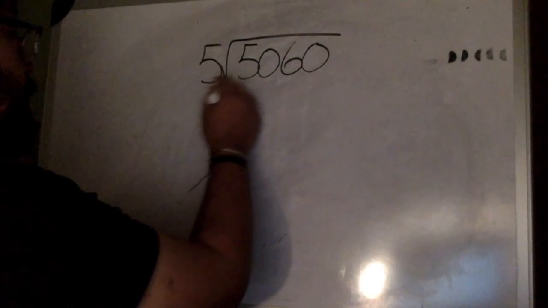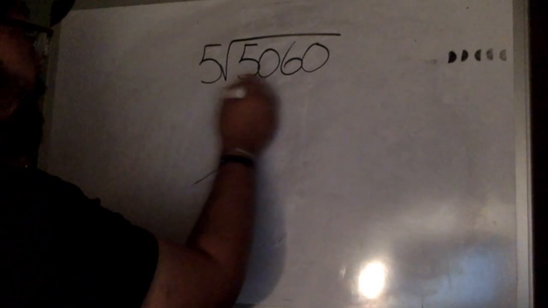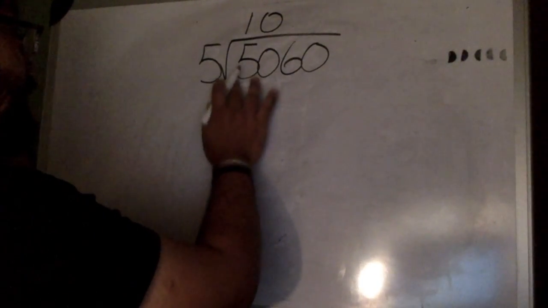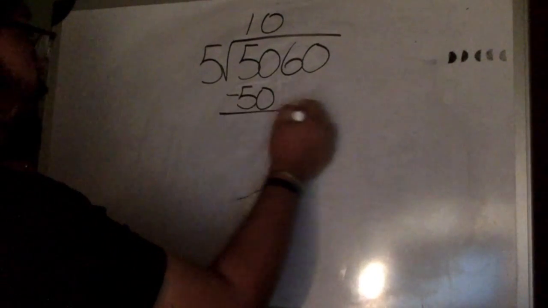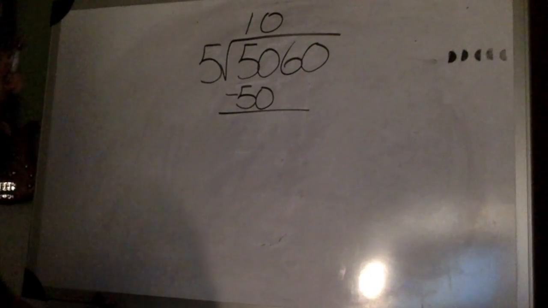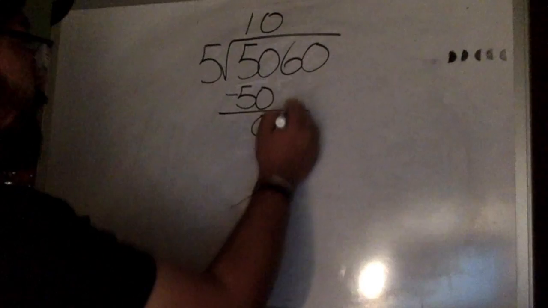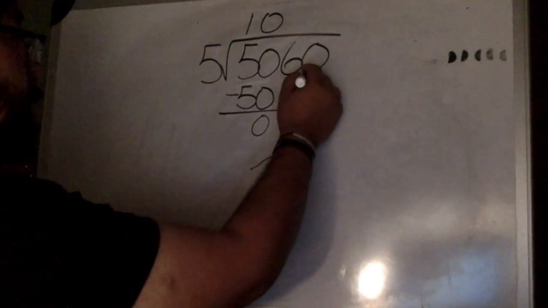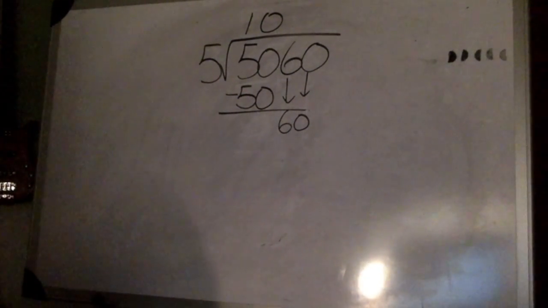Great. I see a pattern here. How many times does 5 go into 50? 10. Because 5 times 10 equals 50. Always good to check for any type of pattern you can find here. 50 minus 50 equals 0. Drop the 6. Actually, in this case, we can also drop the 0. Don't worry about that 0.